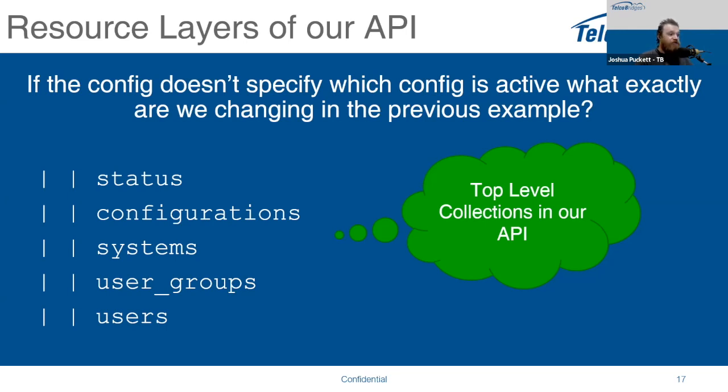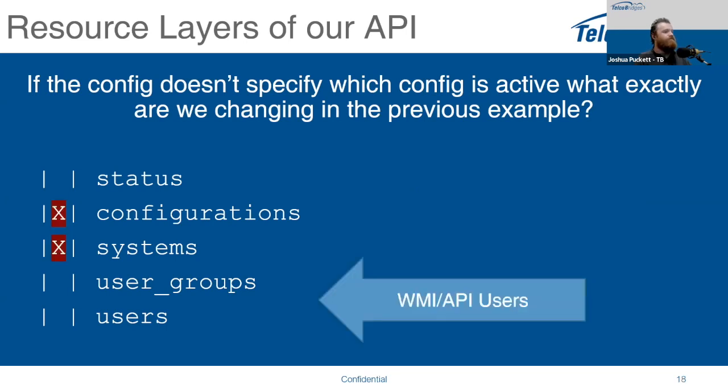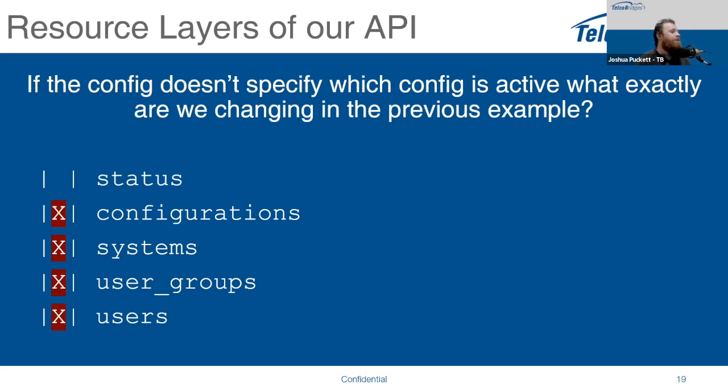And user groups and users, as we mentioned, are outside of the configuration so that you don't lock yourself out by changing to a new configuration, which maybe only has root, or even worse, has something you don't know. So the user groups and the users are their own collections. And as a reminder, these are not SSH users. These are only WMI users, which is synonymous with the API.